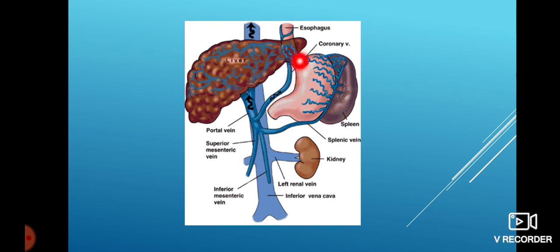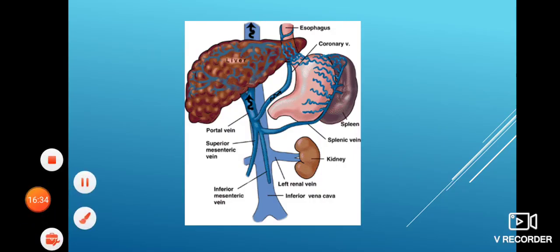Now, the formative tributaries are splenic vein and superior mesenteric vein. Apart from the formative tributaries, it also has many other tributaries like right gastric, left gastric, pancreaticoduodenal, right gastroepiploic, like that. So these are the important veins of the body.